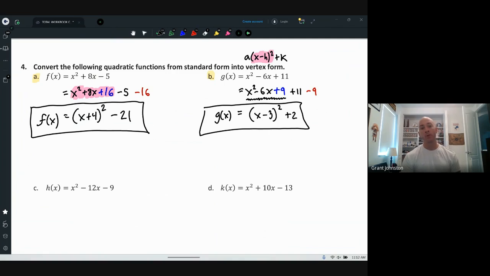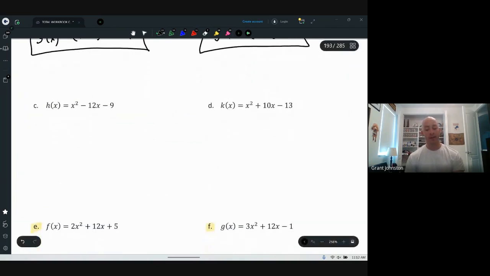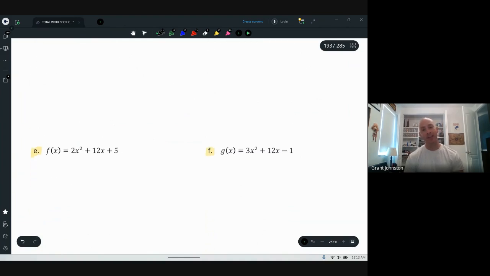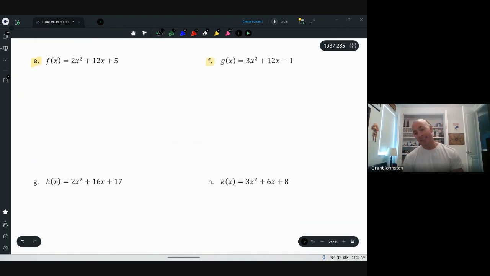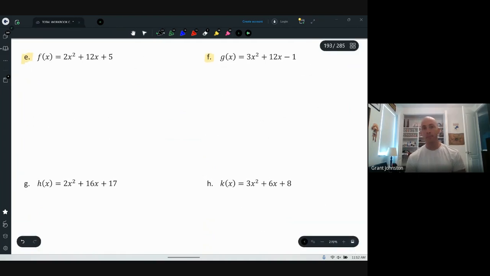All right, so you can try C and D. I'm going to show you E and F, which actually add a little layer of difficulty, a little extra step. So this might get a little crazy.